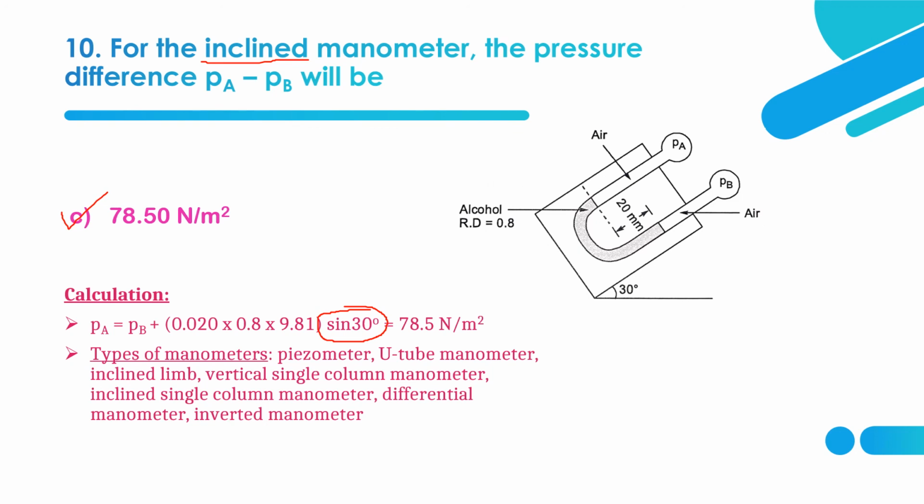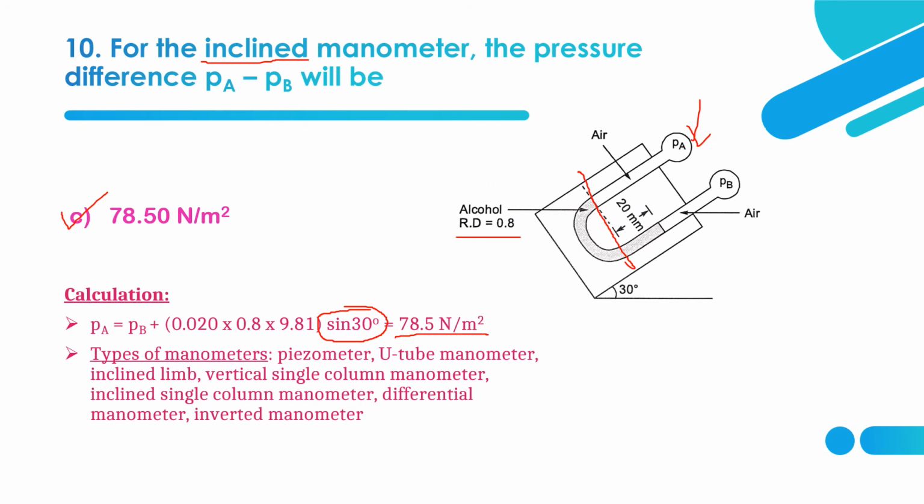So PA is equal to PB because the datum is here. Nothing is there in pipe A, so straight away we go to pipe B. So in pipe B, PV plus 20 mm, so 0.02, into 0.8, since the pipe is filled with alcohol with a relative density or specific gravity of 0.8, into g value 9.81. In order to get it straight, we multiply that with sine 30 degrees, and we got the answer as 78.5 Newton per meter square.